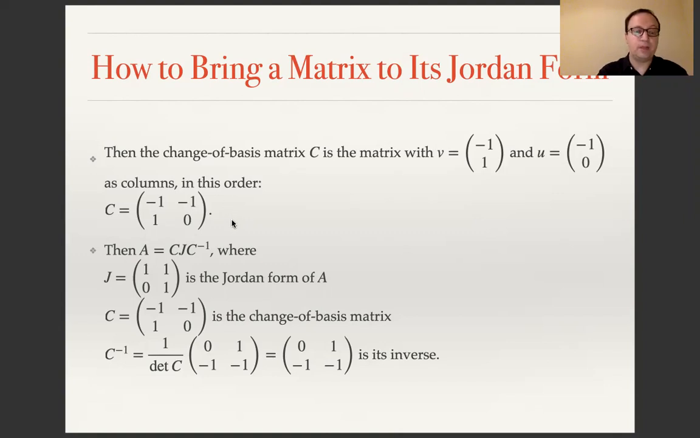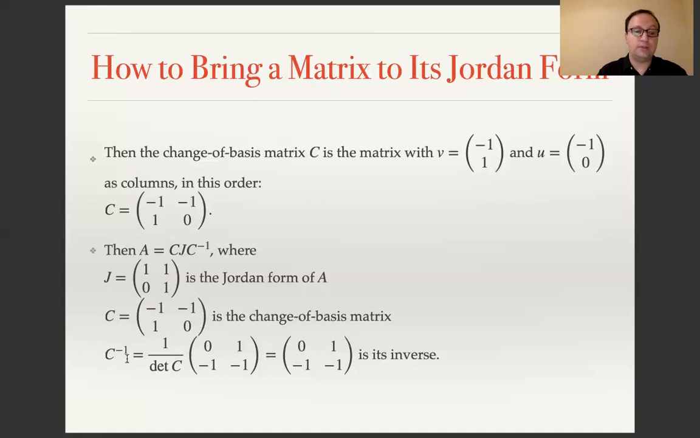And then A is equal to CJC inverse, where J is the Jordan form of A. So 1, 1, 0, 1. It's the 2 by 2 Jordan block with 1 on the main diagonal. And any Jordan block has 1 on the diagonal immediately above the main diagonal. So this third one in the upper right corner has a different nature from the other two ones. Okay. And the change of basis matrix again is minus 1, minus 1, 1, 0.